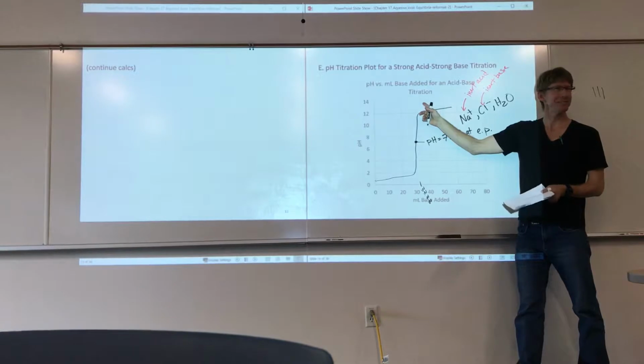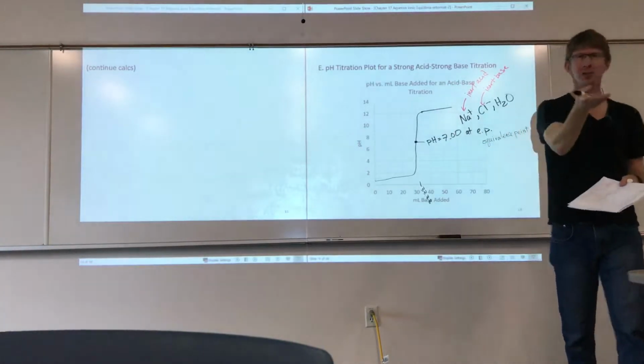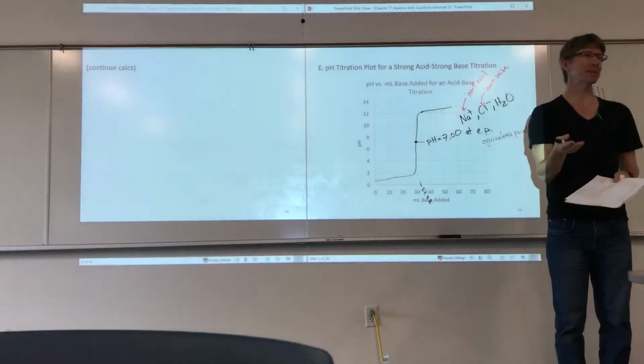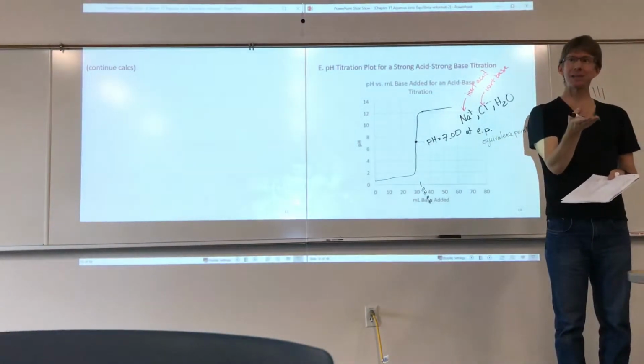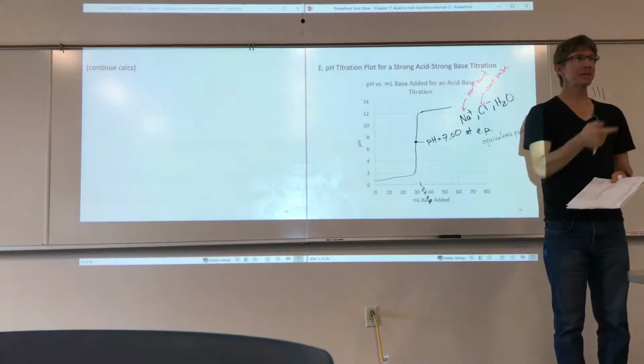And so that's why it's so steep. Does that make sense? So if there were weaker acids and weaker bases, the steepness would decline? That's where we're going next, and we'll actually do those calculations. We will see that it will not be as steep, and that it will be dependent upon the Ka of the weak acid. Okay.